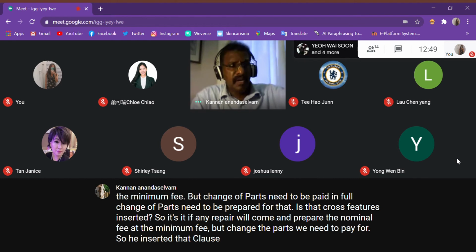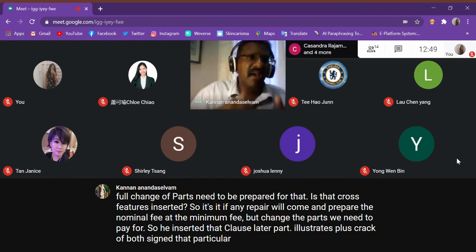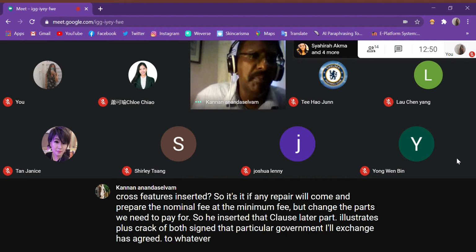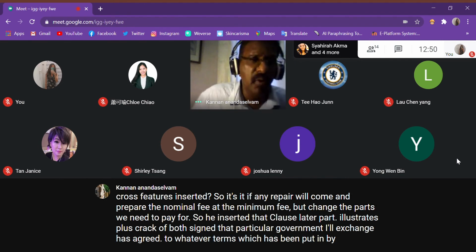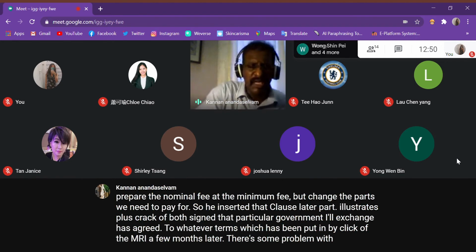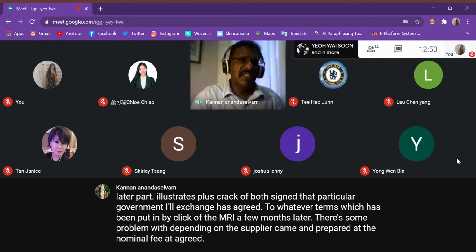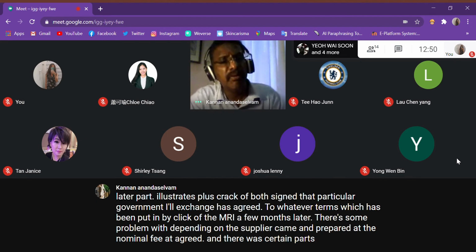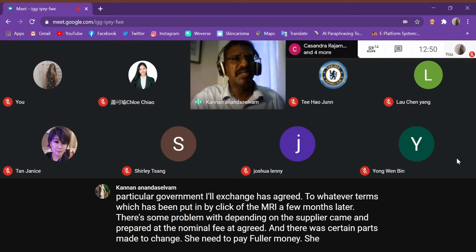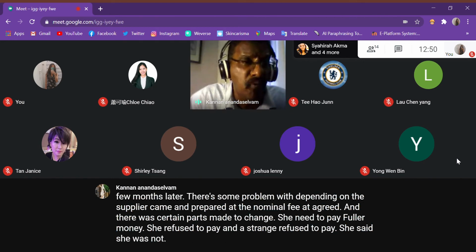Later, L'Estrange and Graucob both signed that particular agreement. That means L'Estrange agreed to whatever terms Graucob put in. A few months later, there was some problem with the vending machine. As per the agreement, the supplier came and repaired it at a nominal fee as agreed. Certain parts needed to be changed, and she needed to pay the full amount. She refused to pay. She said she was not aware of such a clause in the agreement.